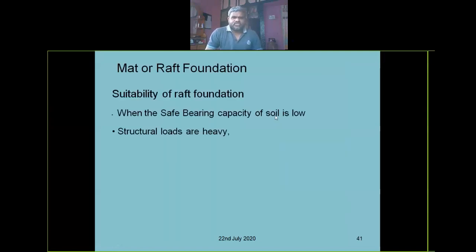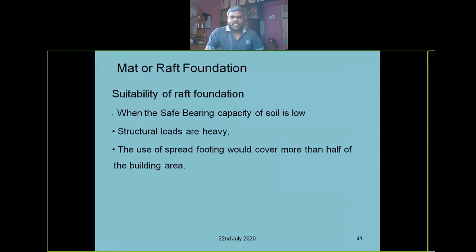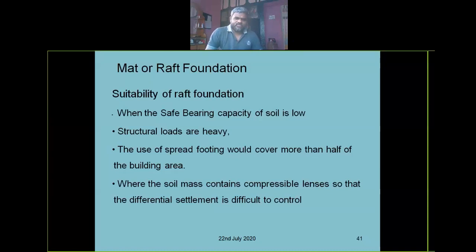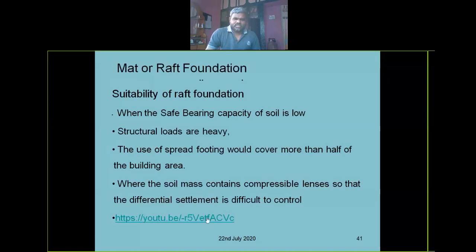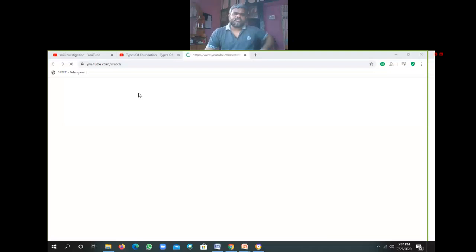It is suitable when the safe bearing capacity of soil is very low and structural loads are heavy, when the use of spread footing would cover more than half of the building area, then you will go for raft foundation, and where the soil mass contains compressible lenses so that differential settlement is difficult to control, right? So in those circumstances, you will see this type of footings, right?